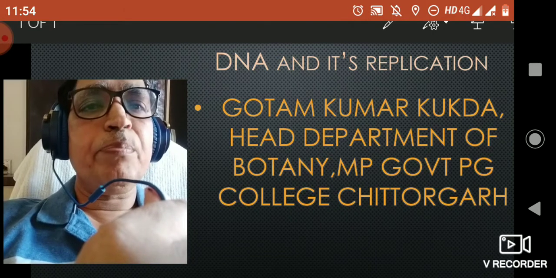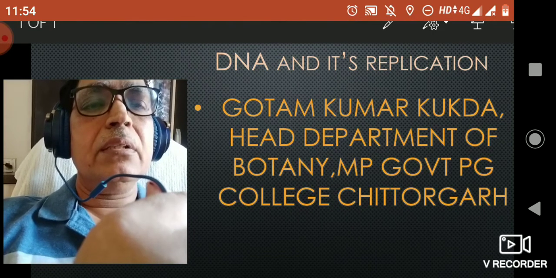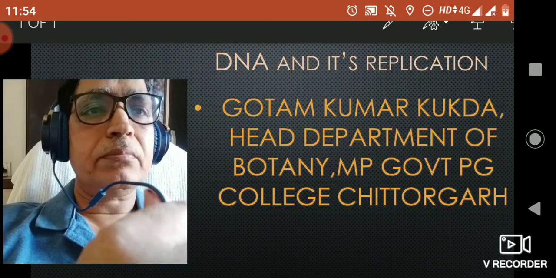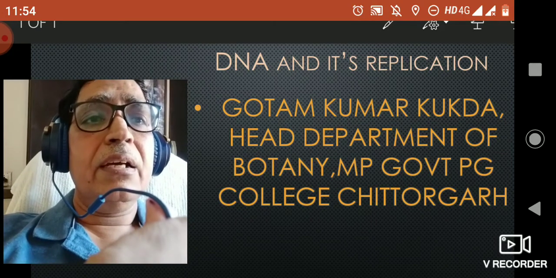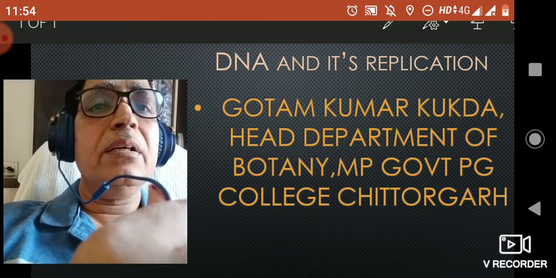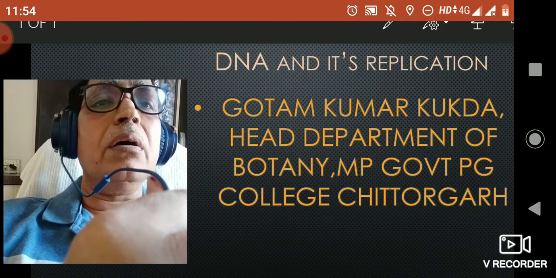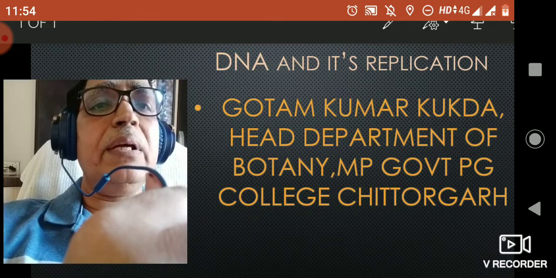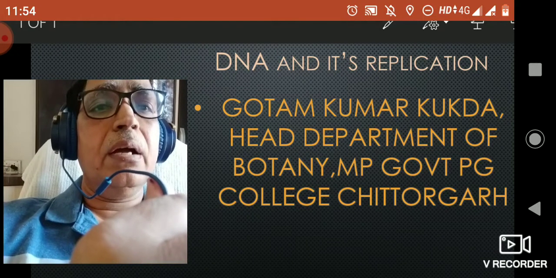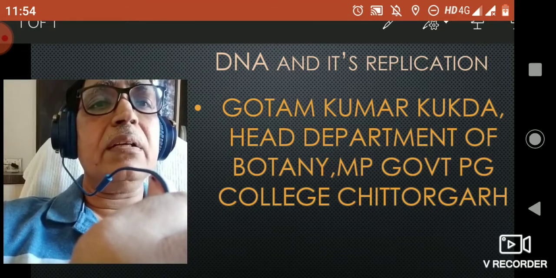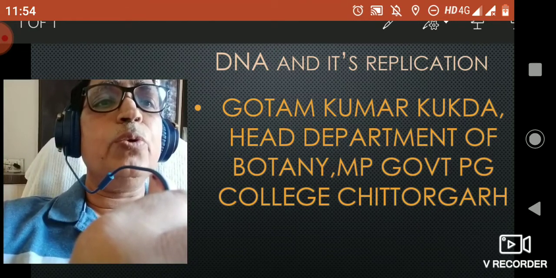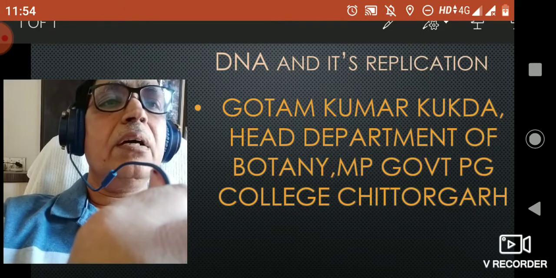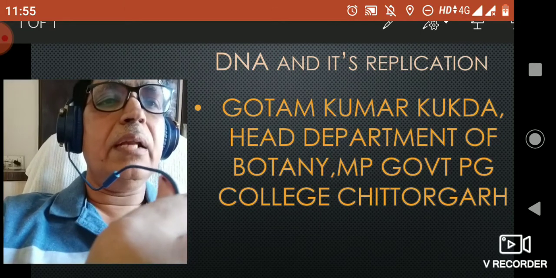One is the G1 phase, another is the S phase, then the third is the G2 phase, and finally the division phase, called the M phase. Now DNA replicates and produces two copies of DNA in S phase, and therefore in the G2 phase the cell becomes 4n. Finally, by division, if it is mitosis, then 2 cells are produced, whereas in meiosis 4 cells are produced which are haploid in nature.